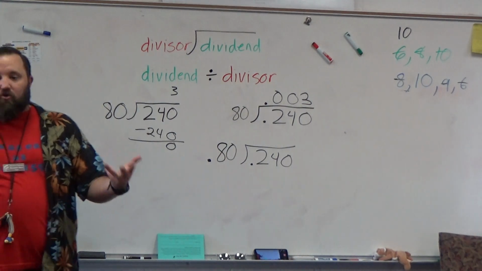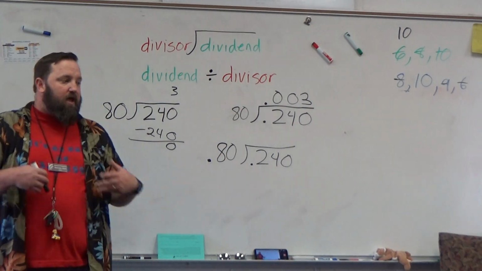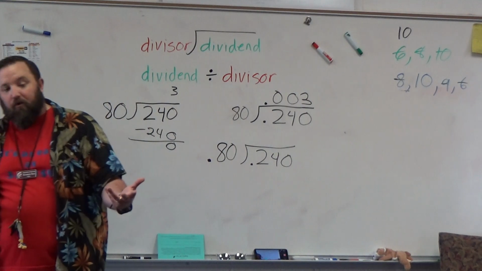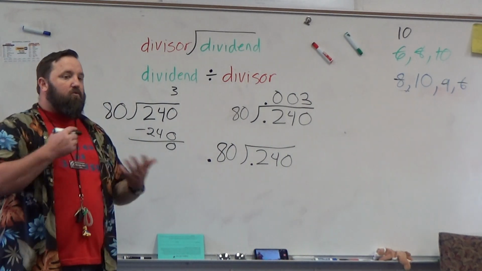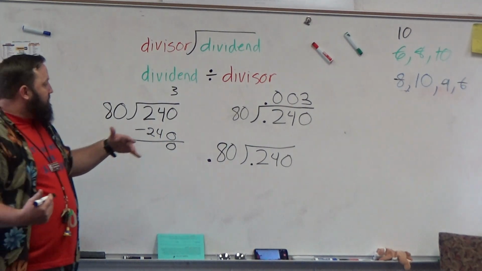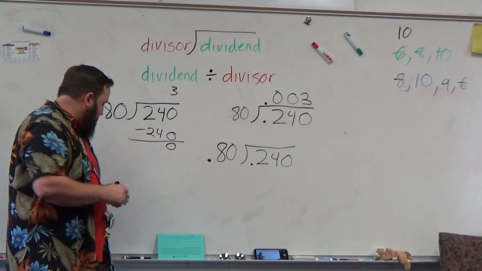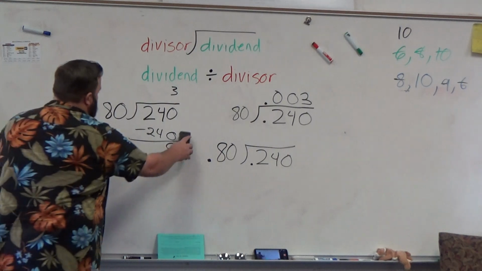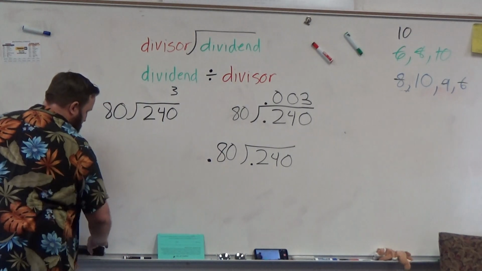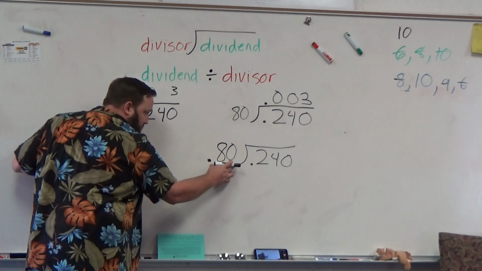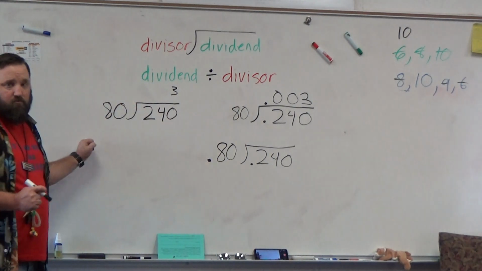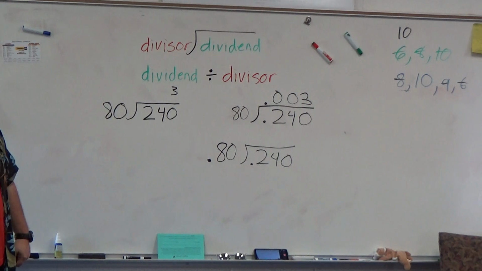Today I had you try it out on your own before I told you this. Some of you remembered it from previous years. Some of you didn't. That's fine. But remember the rule. I'm going to erase this here and leave these so we can all compare them. The divisor cannot have a decimal. It must be a whole number.